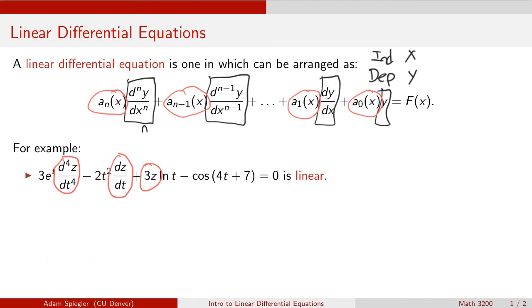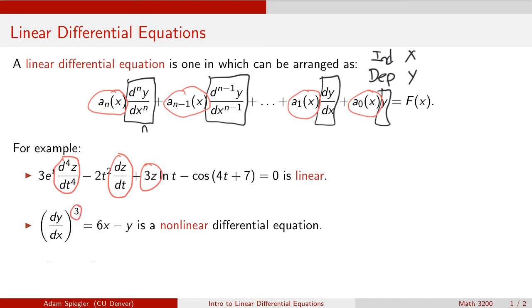If we move down to the next one, for this one, let's say we want to look at the derivative of y to the third power is equal to 6x minus y. And this one is non-linear because of this power over here. So having a third derivative is not a problem, but taking the first derivative and raising it to the third power, that would make it non-linear.